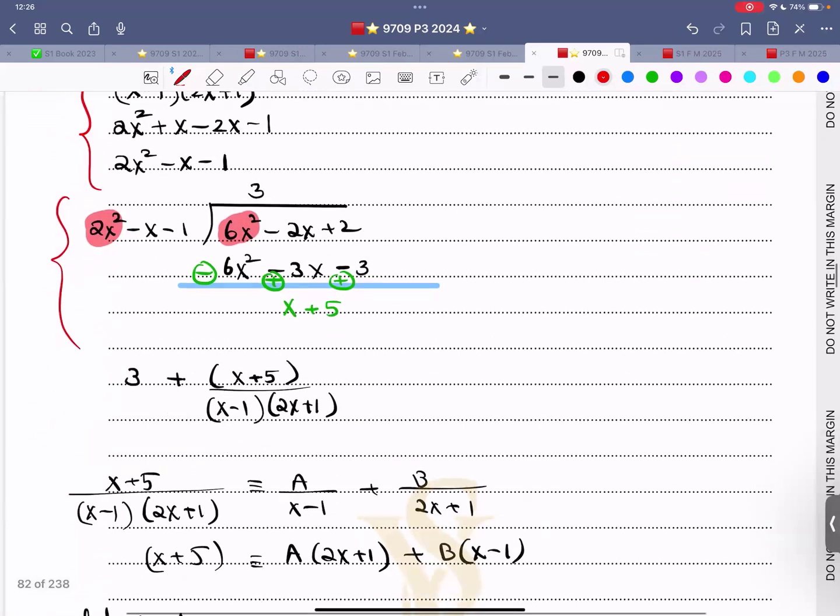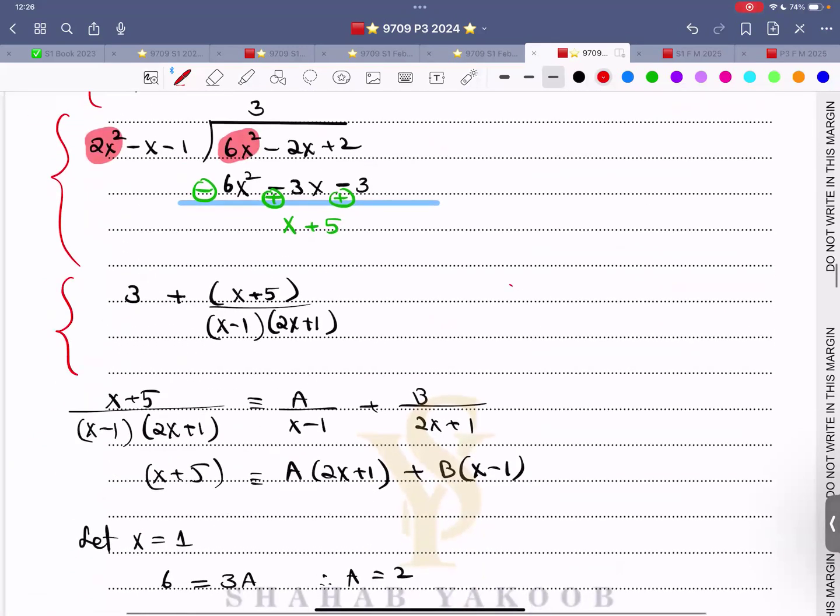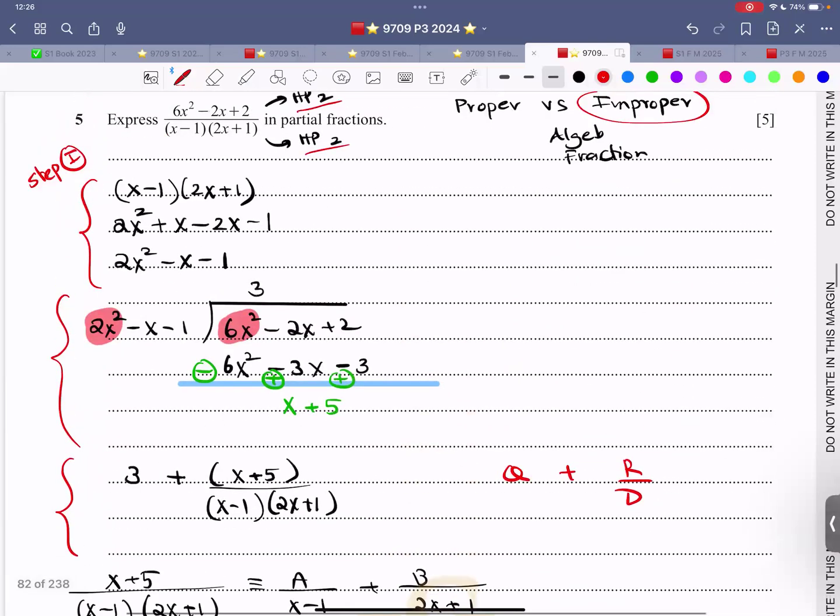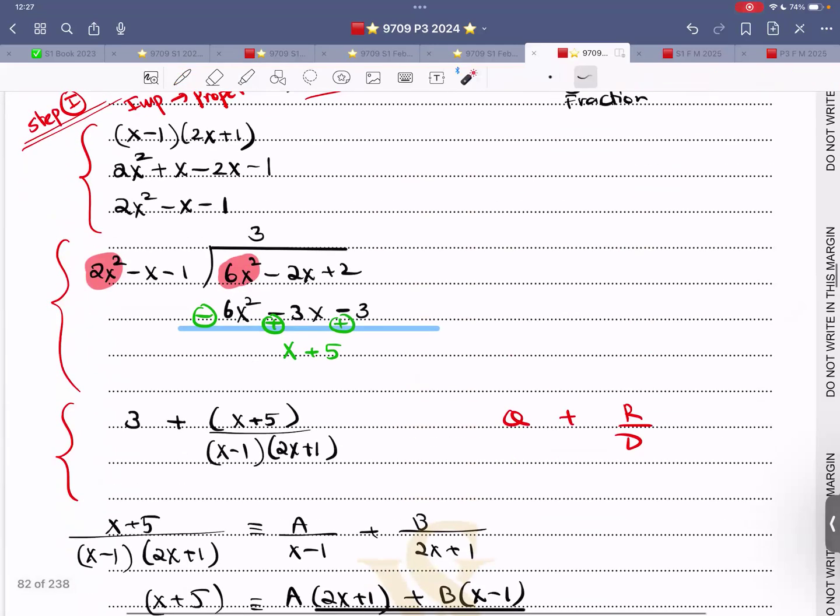Step 2 is long division. Step 3, write this thing as quotient plus remainder over divisor. So this is step 1. That is basically converting from improper to proper. All this working is for this. So the first step is pretty obvious. Second step, the powers are the same. One step of long division, 6x squared over 2x squared is 3. Multiply with each term, write it over here, change the sign and add.